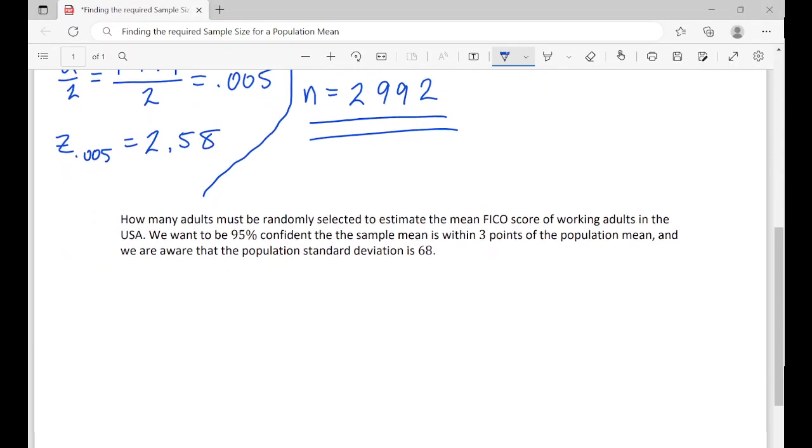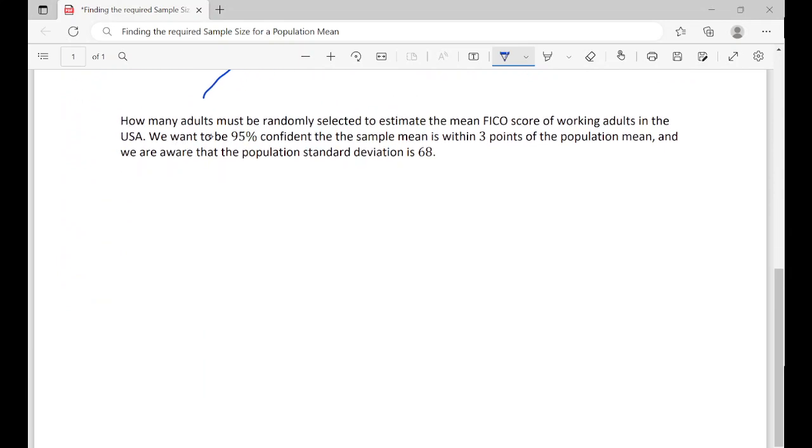So let's look at another one. How many adults must be randomly selected to estimate the mean FICO score of working adults in the USA? We want to be 95% confident that the sample mean is within 3 points of the population mean, and we are aware the population standard deviation is 68. So again, let's pick out what we know. Our sigma, our population standard deviation, is 68. Our margin of error, they said within 3 points. So it's not percentage points, it's just 3 points. So we just say the margin of error is 3.